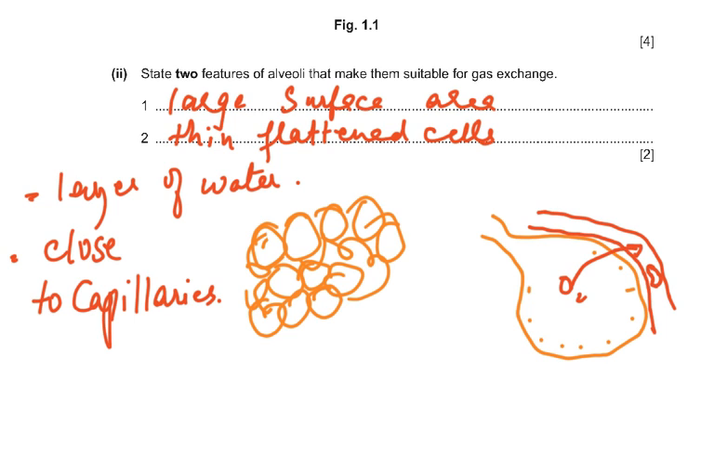So large surface area, thin flattened cells which make up the wall of the alveoli, and then there's a layer of water, or you can say a layer of moisture. And the fact that these alveoli are very close to the capillaries, which are found very close by. The capillaries are also 1 cell thick, but of course we don't talk about that because they've asked you features of alveoli that make them suitable for gas exchange.